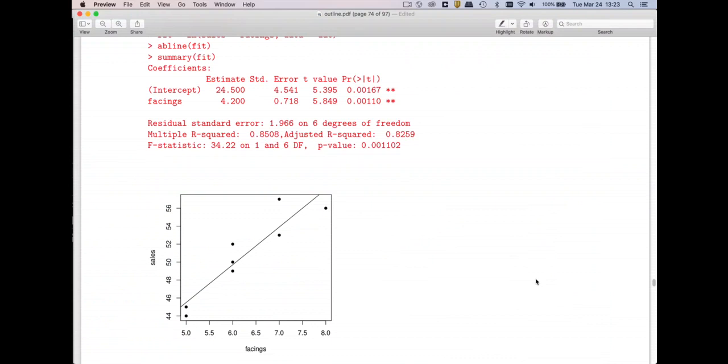But let's draw on some subject matter knowledge. Do we really think this relationship is linear? If it's linear, then we could just keep increasing the number of facings to infinity, and our sales would then also go to infinity. And is that reasonable? If I filled my whole store with shelving for cereals, would I sell that much more? Would it just keep going up linearly? And I think the answer to that question is obviously no.